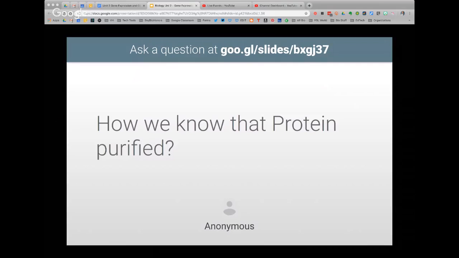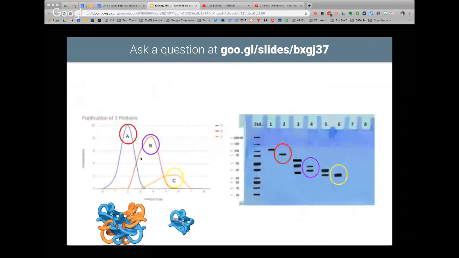Let me go back here to our column. If a protein is purified, you'll have a big peak for concentration at a certain fraction tube. So we peaked at fraction tube number 2. That means fraction tube number two has the most of protein A in it.